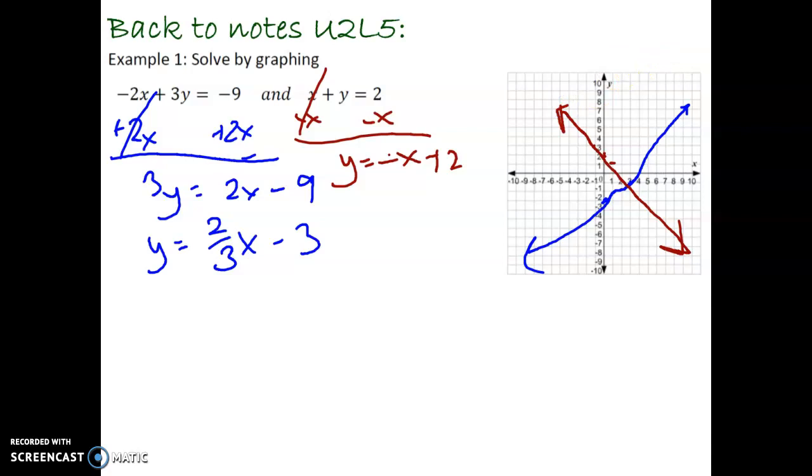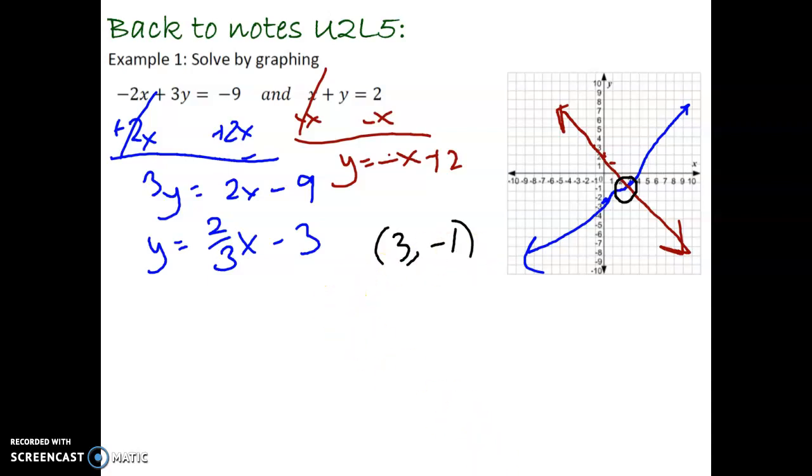All right, and then my point of intersection. So you guys have rulers in your buckets that you can use so that you can get these very, very accurate, and you can see the point of intersection right here. It's the point 3, -1. Now especially with graphing, you want to test that and make sure that you got the right point, because there's a lot of room for human error here.